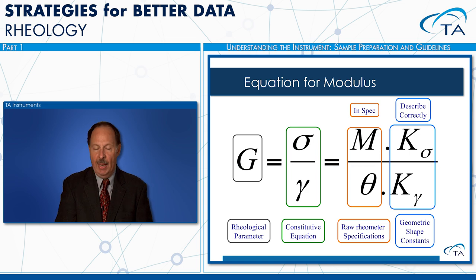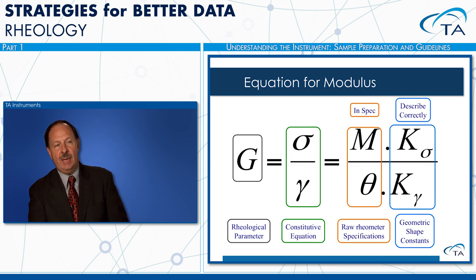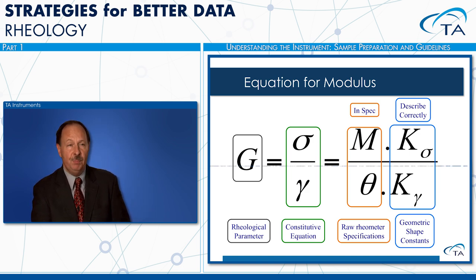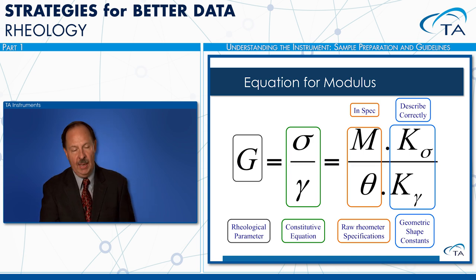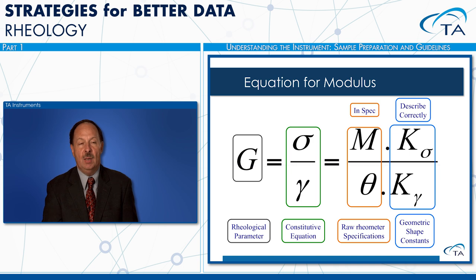To calculate the modulus of the material, we get the stress divided by the strain. And in this case, it's torque, once again, divided by the angular displacement. And the factor here, this K gamma, is the same as K gamma dot. Okay, now, but those will differ from K sigma, which will be used to convert the torque to the shear stress.